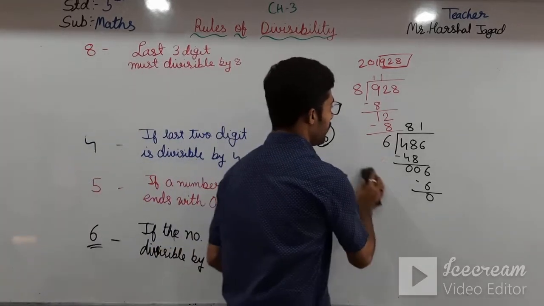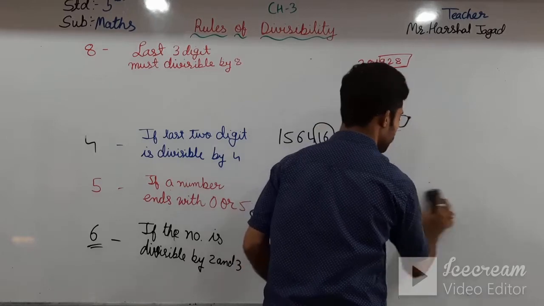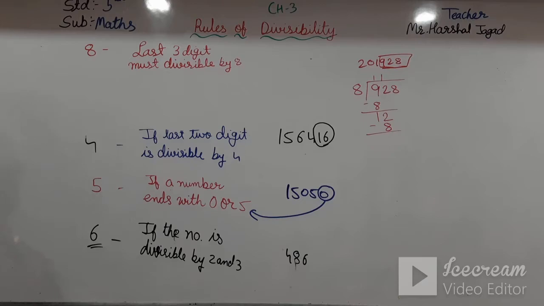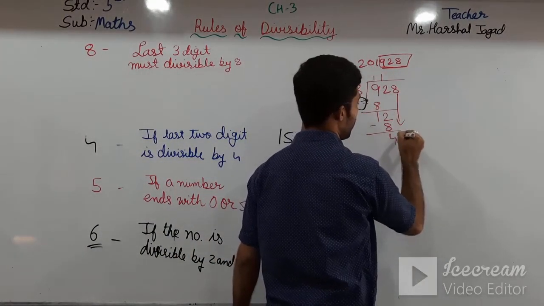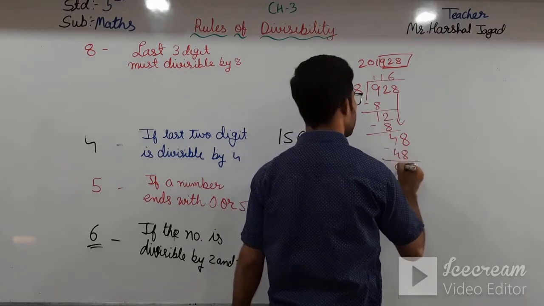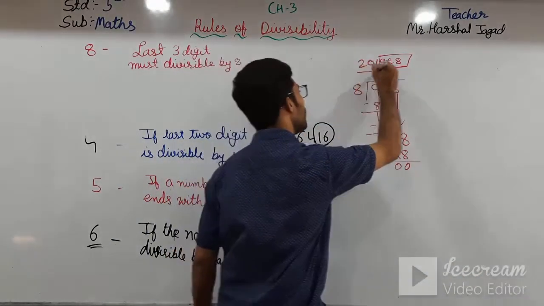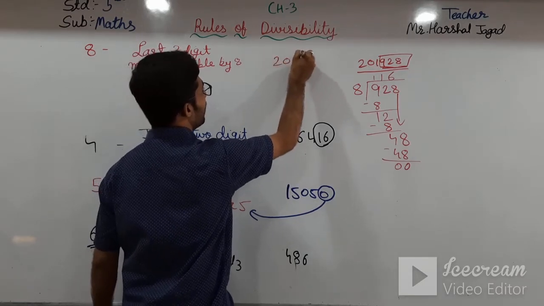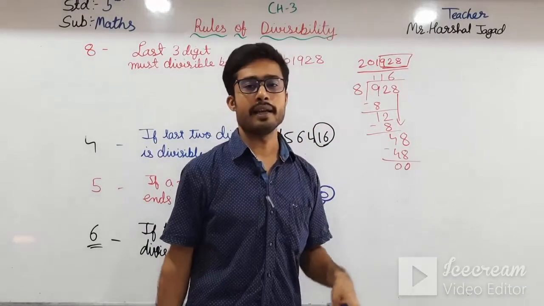8 ones are 8, remains 2, then 8 twos are 16, comes 4, and here comes 8. 8 sixes are 48, 0 0, yes, it is divisible by 8. Then this number, 201928, is divisible by 8.